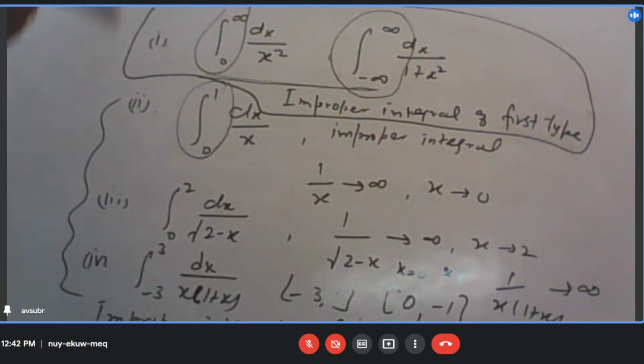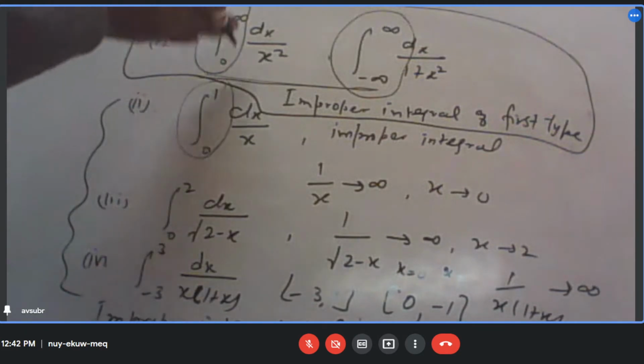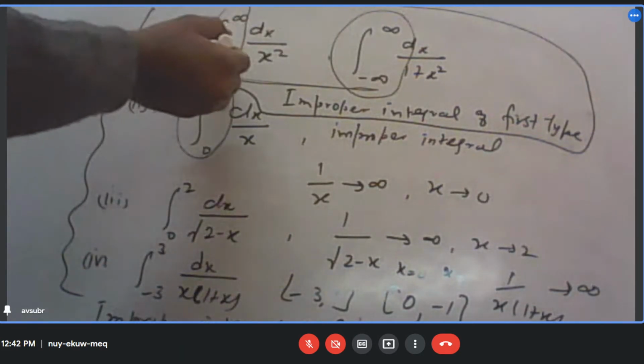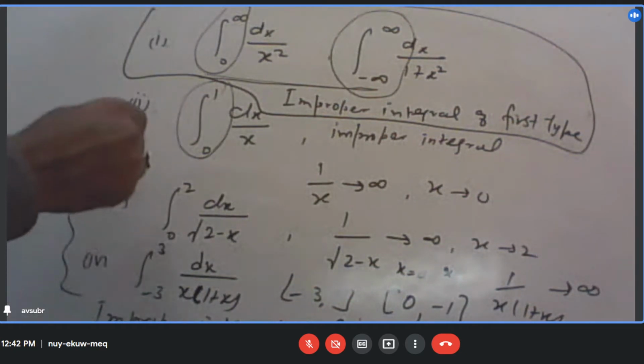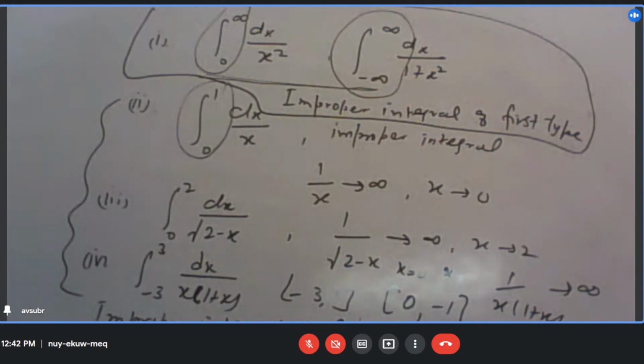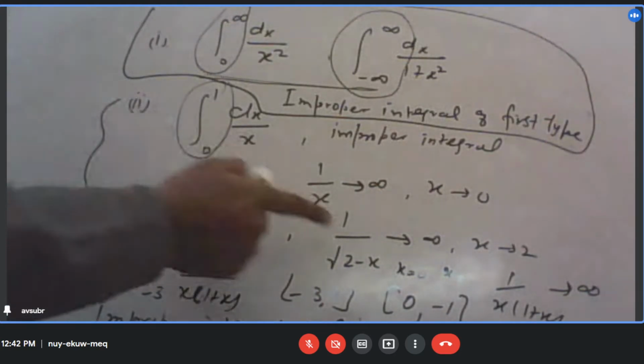Now, what is the difference between these two? Here, in this kind, one or both of the limits are not finite. Is it clear? Yes, sir. In this case, for example, that's not the case. However, at one point, this function is discontinuous.